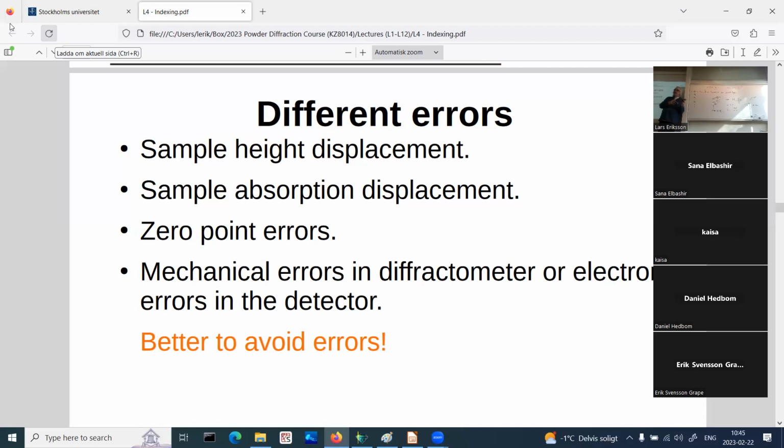There is a saying that structure analysis can be done on lousy data, but not indexing. You will find an answer, yes, but also hundreds, thousands of other answers. So that's a problem. Better to avoid errors. Easy to say.